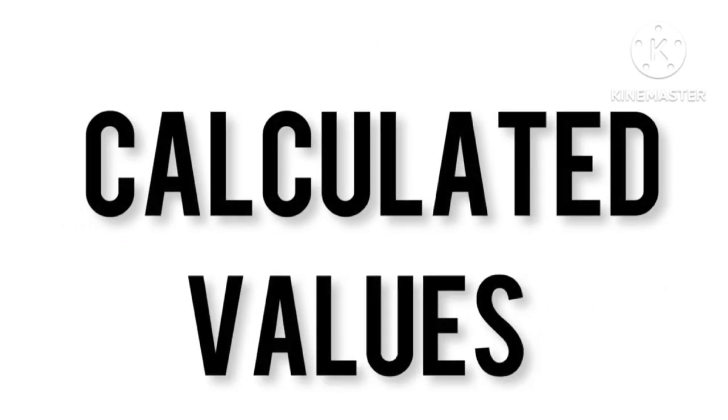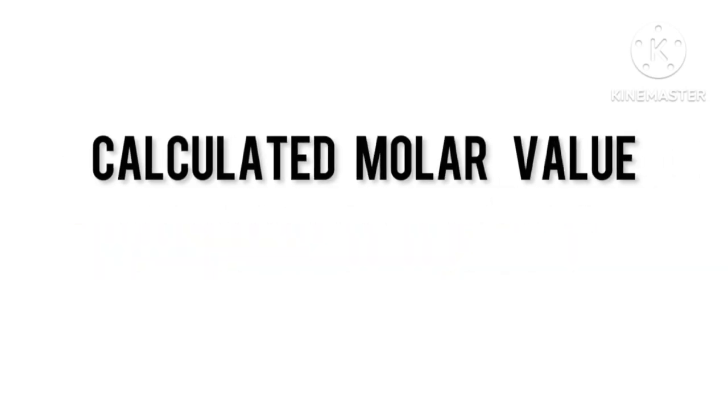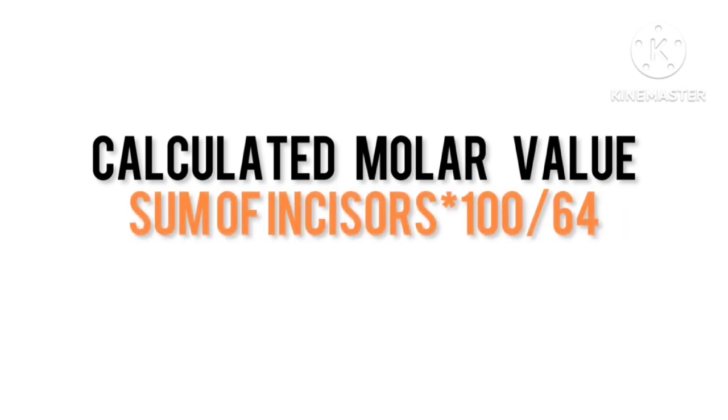Finally, we come to the calculated values. First, we determine the calculated premolar value. Here, the formula is sum of incisors × 100 / 80. Now, we talk about the calculated molar value. The formula for which is sum of incisors × 100 / 64.